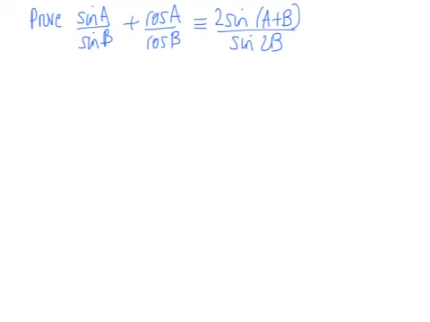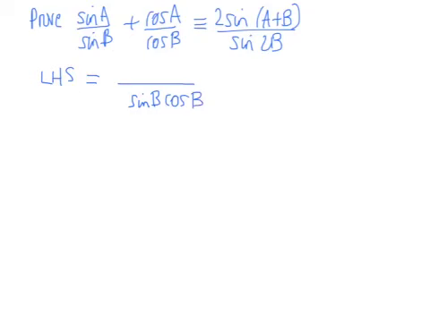So we're going to start with the left-hand side, and we've got sin a over sin b plus cos a over cos b. Now, if we look at the left-hand side, we've got two terms, and on the right-hand side, we've only got one. So we're going to combine our two terms on the left-hand side. When we add fractions, we have a common denominator. So we're going to start off with a common denominator of sin b cos b.